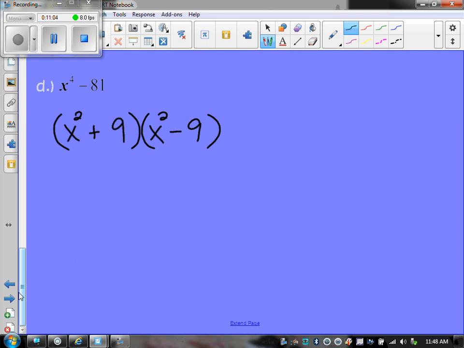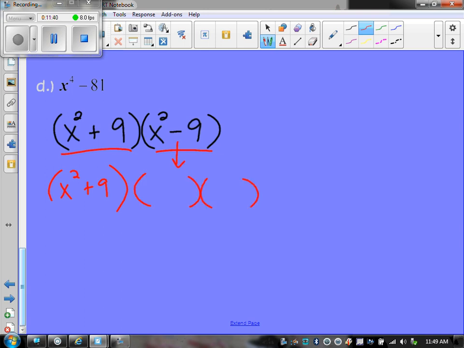That is not your final answer. Anybody see why? Can I still factor? Can I still factor these? Can I factor both of these? Be careful. I cannot factor the one with the plus sign because there are no numbers that multiply to positive 9 that when I add them together give me 0. The only way that I can factor it is if there's a negative sign in between.